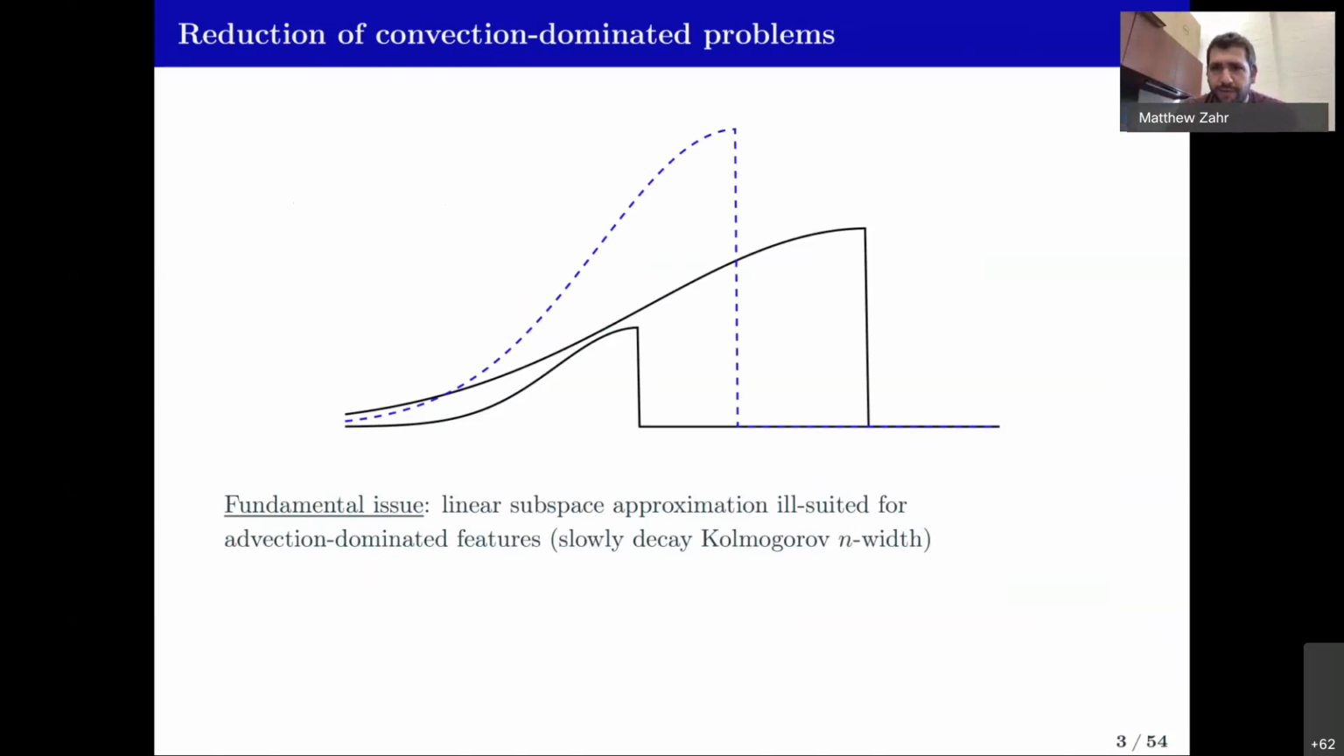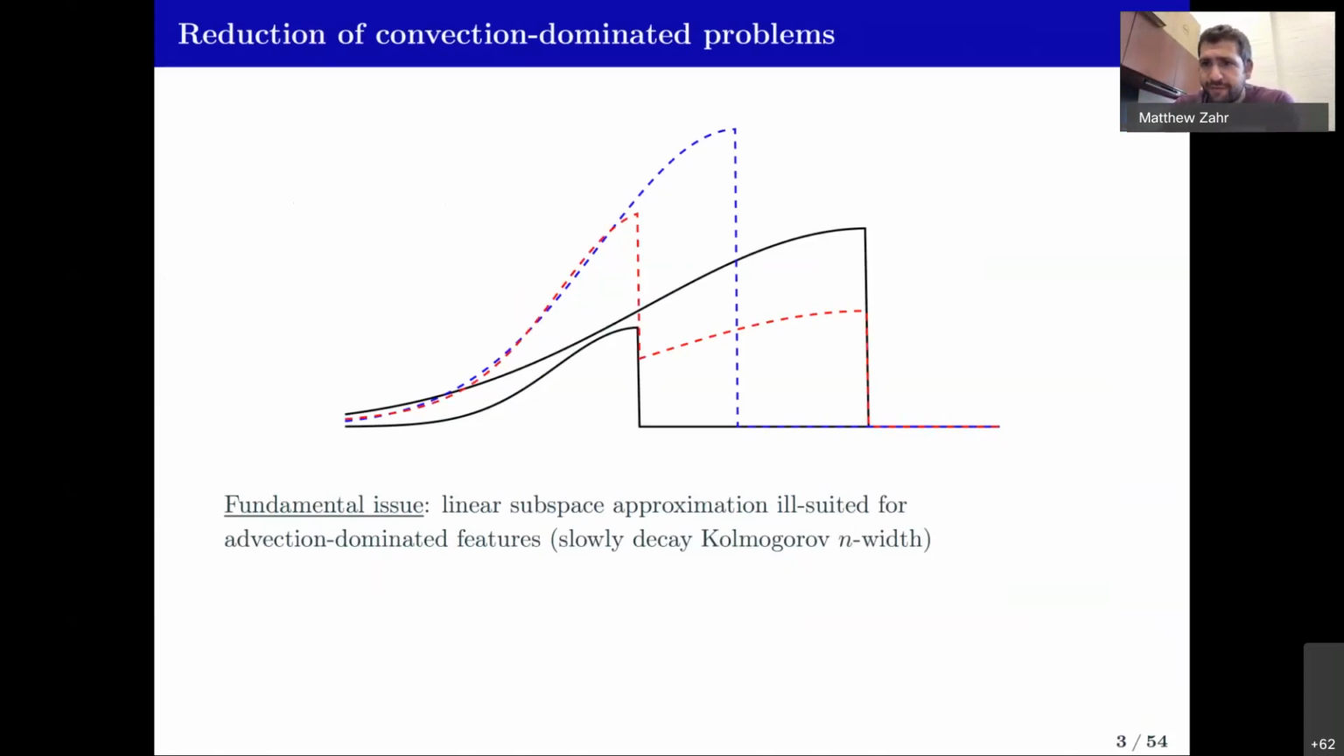And unfortunately, if you're just going to be doing linear combinations of these black curves, the best that you can do is this jagged staircase approximation, which I think, regardless of whether you're an engineer or a mathematician or anyone, we can all agree is a pretty crappy approximation that we're not going to be happy with. So this essentially is the issue, and this comes up as the slowly decaying Kolmogorov n-width.